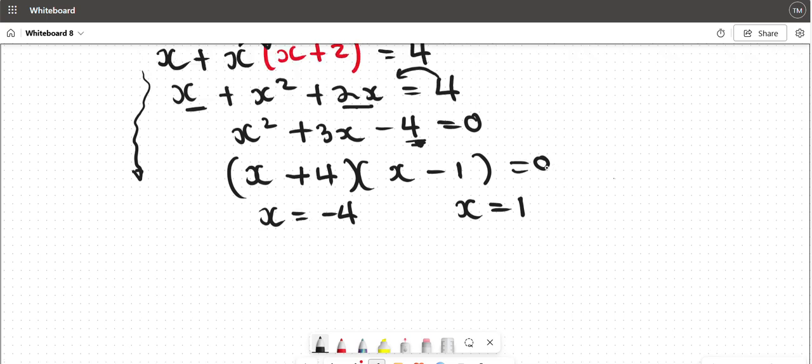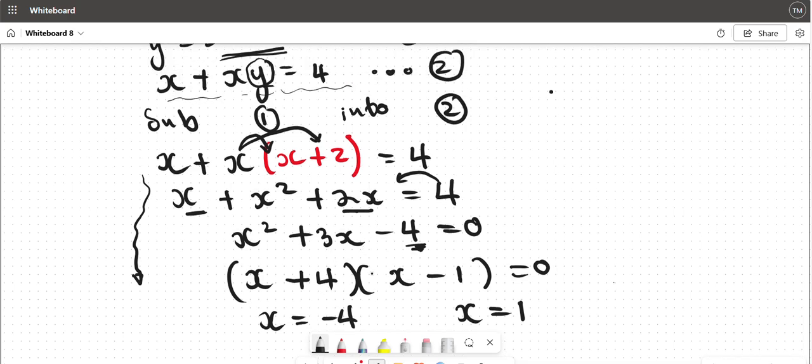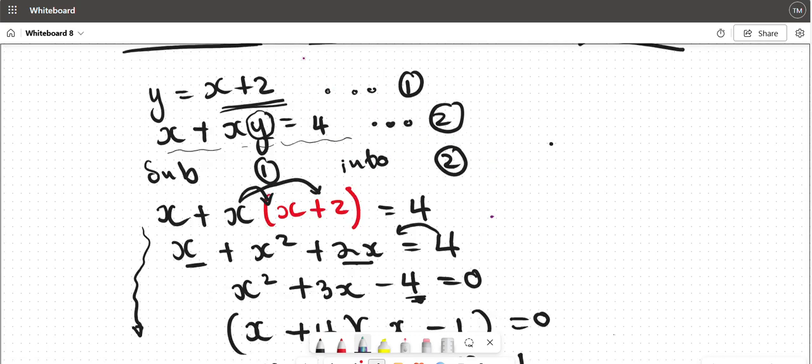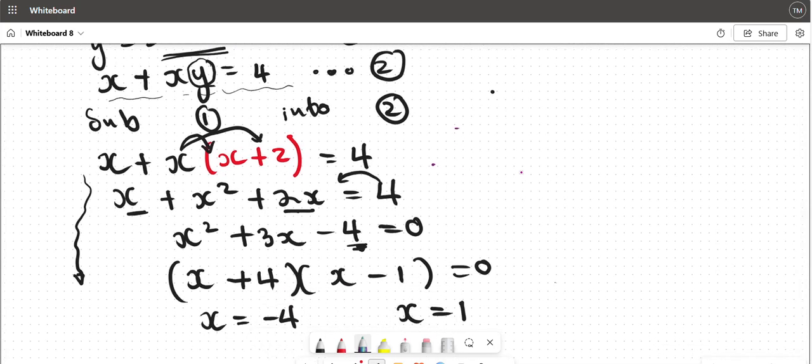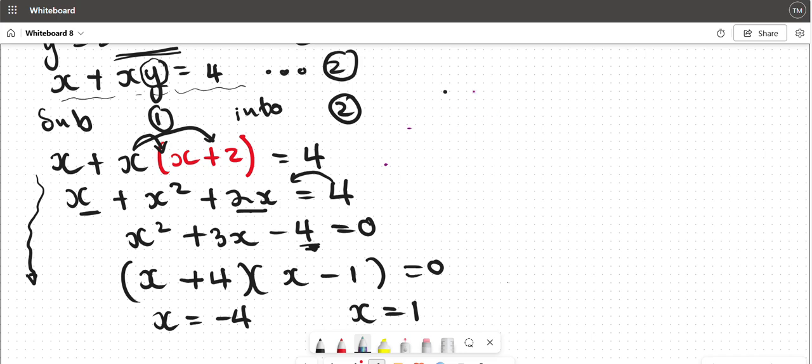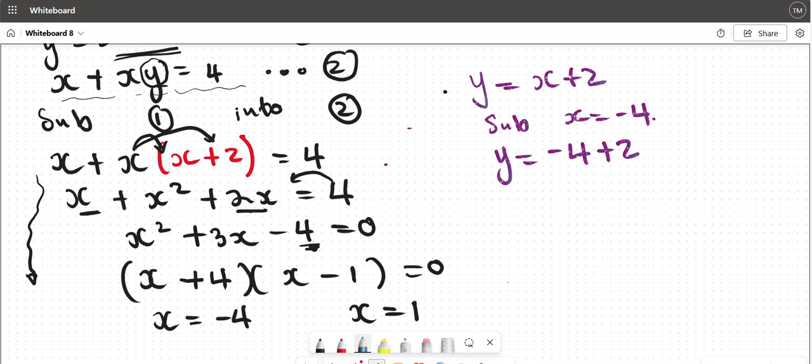What I need to do is take these x values, and where am I substituting them? I'm going to substitute them right here in this equation 1 that I have there. And why am I using equation 1? Because equation 1 is already in terms of y. So it says y is equal to x plus 2. So I'm going to sub x is equal to negative 4 first. And what do I get? y is negative 4 plus 2, this gives me a negative 2.